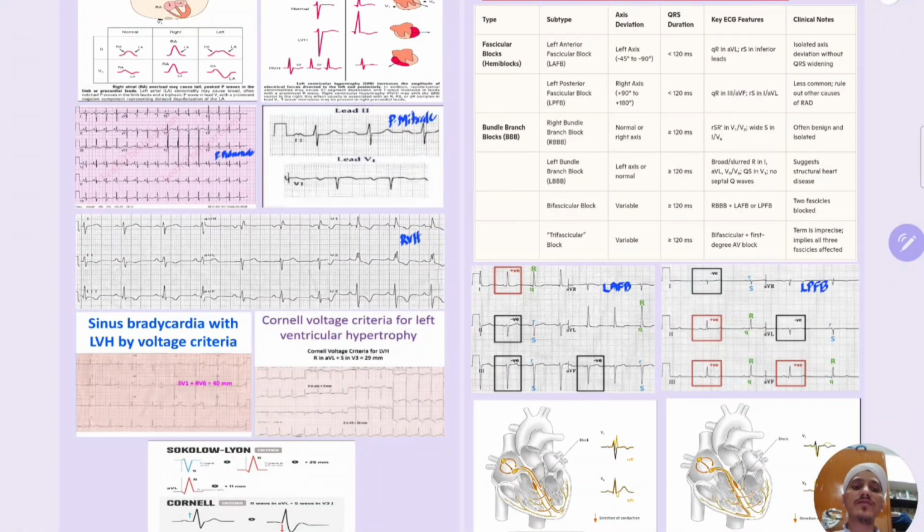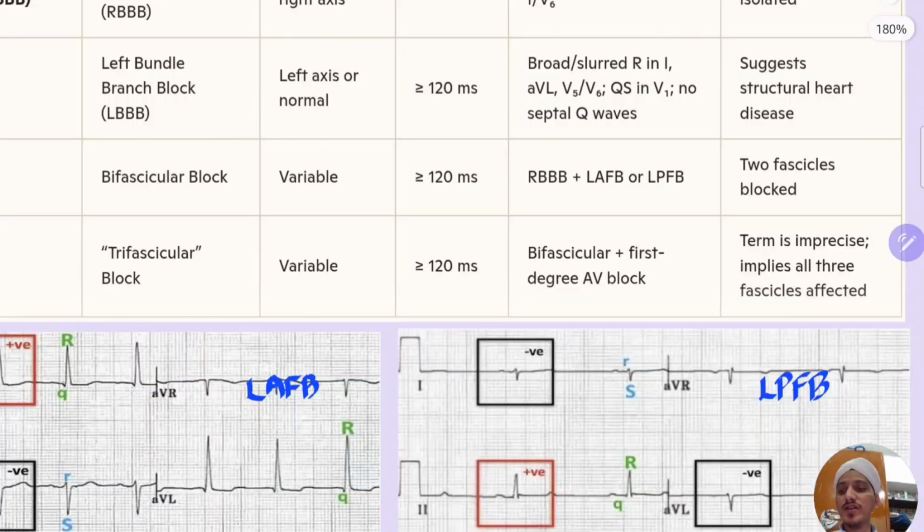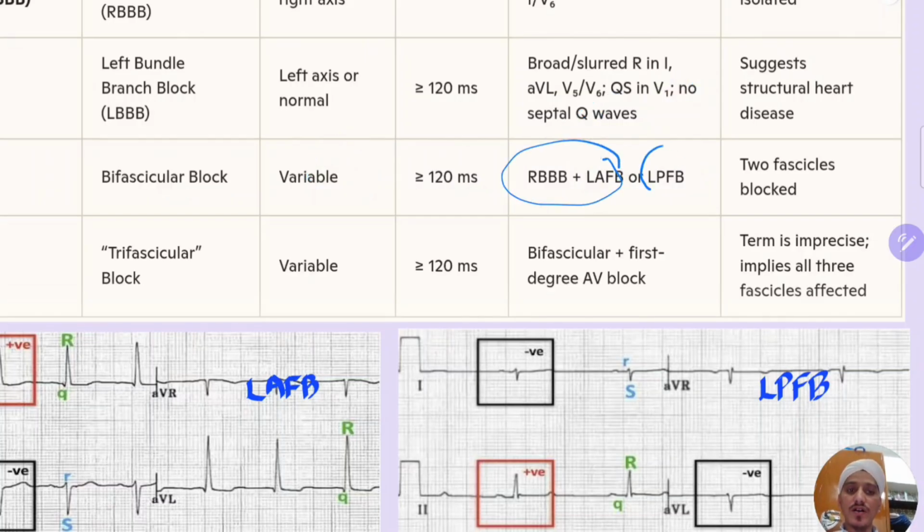Okay, just remember Marrow and Williams. Now coming to bifascicular block. Two fascicles are blocked here in bifascicular block. The axis you can't make out, but still the QRS duration will be increased. It can be in the form of RBBB plus LAFB or LPFB. This is 1, this is 2. So this is bifascicular block, either these two or these two. That is RBBB plus LAFB or LPFB is bifascicular.